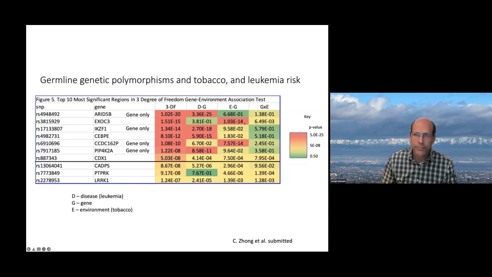We have a few other genes here, such as XOC3 and CDC162P, which seem to be environment only. So the environment disease effect is very strong for those. And here's the G by E effects over here. There's only one gene, PTPRK, which in this analysis came out to be a significant G by E effect.